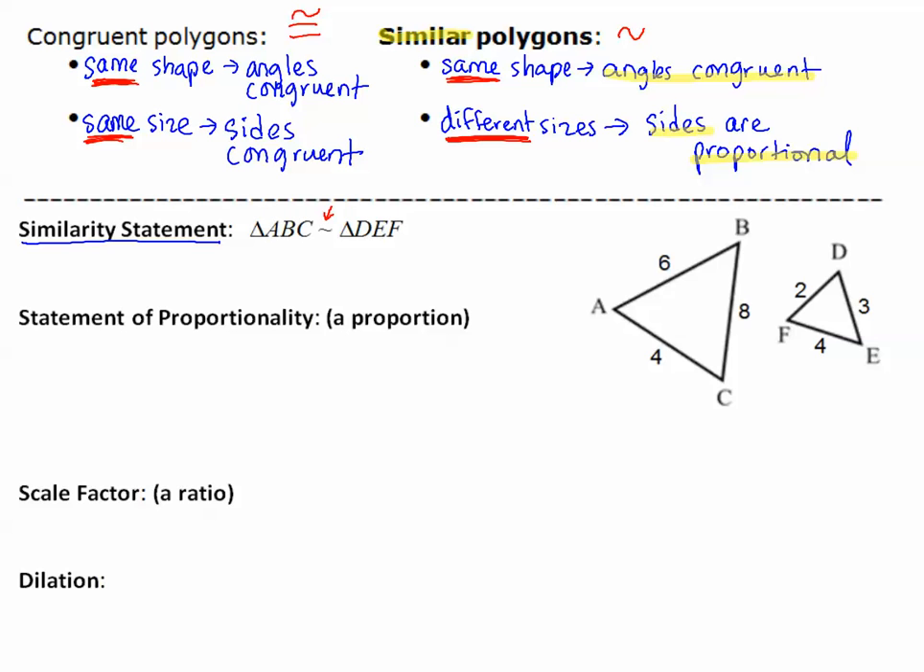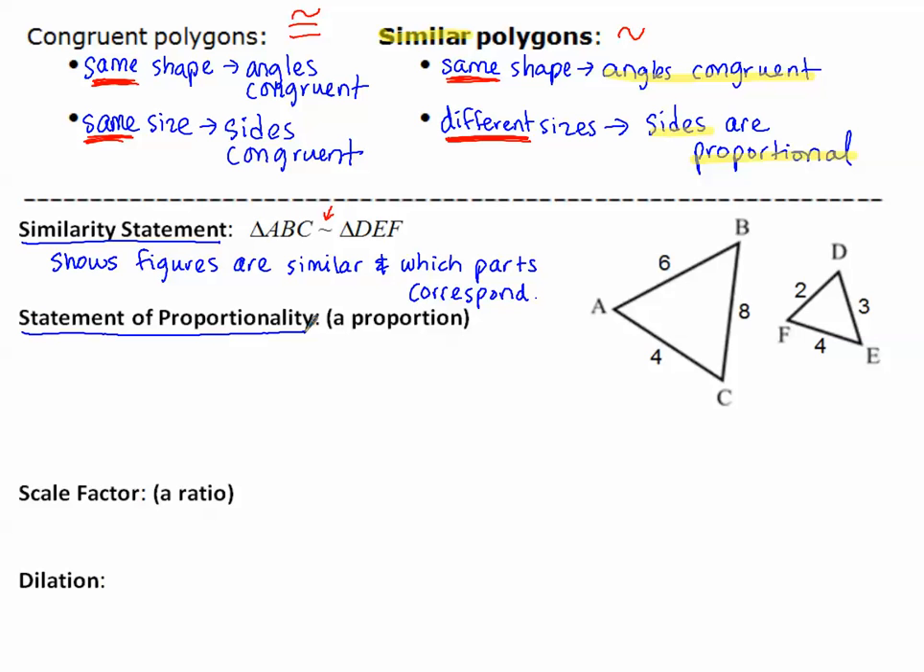Just like a congruent statement, this is telling me something about the triangles. Specifically, this shows that the triangles, or figures in general, are similar and which parts correspond to each other, so which parts I can match up to make a statement of proportionality. Remember what a proportion is. A proportion contains ratios and an equal sign. So remember that we said a pair of similar polygons has sides that are proportional.